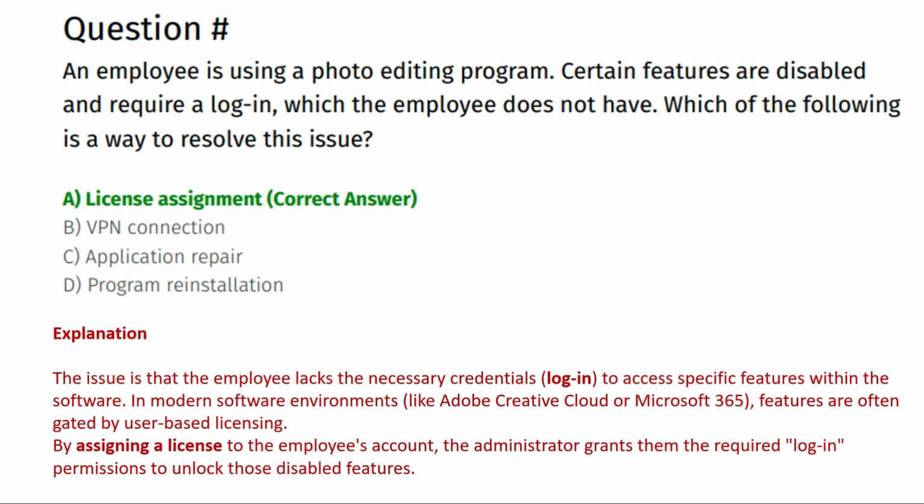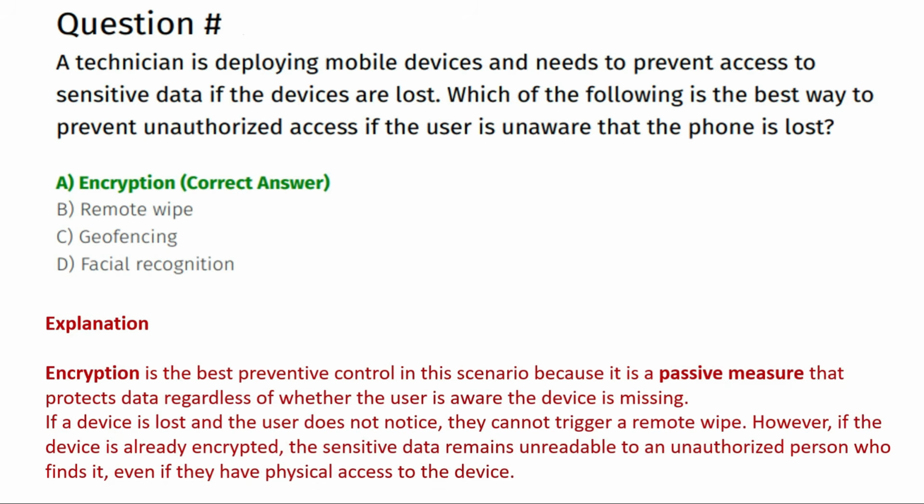In modern software environments like Adobe Creative Cloud or Microsoft 365, features are often gated by user-based licensing. So by assigning a license to the employee's account, the administrator grants them the required login permissions to unlock those disabled features. So that's why the correct answer for this question is option A, license assignment. So let's move to the next question.